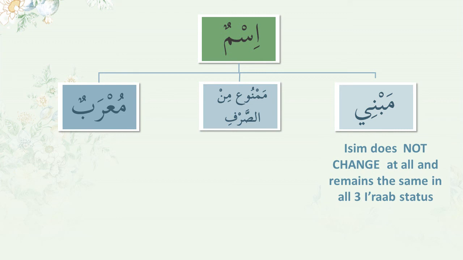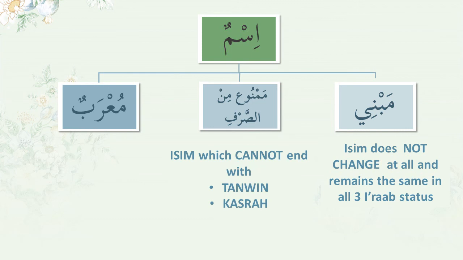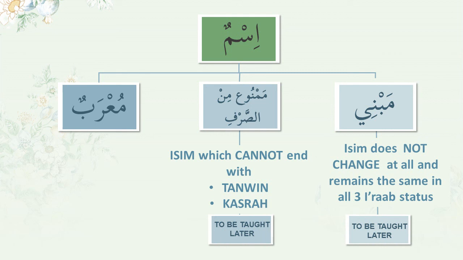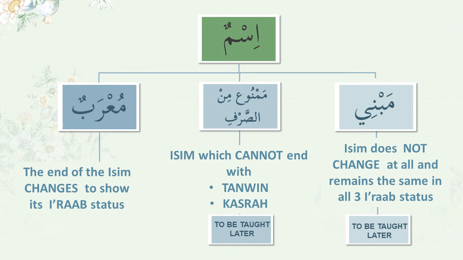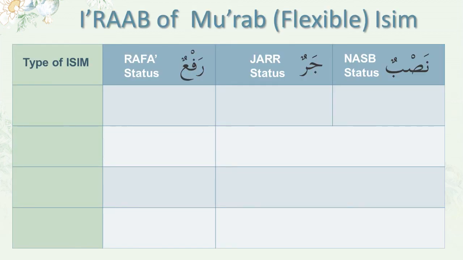You can't tell the i'rab of isim mabni just by looking at it because it remains the same in all 3 i'rab status. Mamnu min al-sarf is a small group of special isim which can never end with tanwin nor with kasrah. We'll discuss isim mabni and mamnu min al-sarf in greater detail in the coming lessons, inshallah. Mu'rab is the complete opposite to mabni. The end of any isim mu'rab will change to reflect its i'rab status. Today, we looked at a few examples of isim mu'rab and we can make the following conclusions.